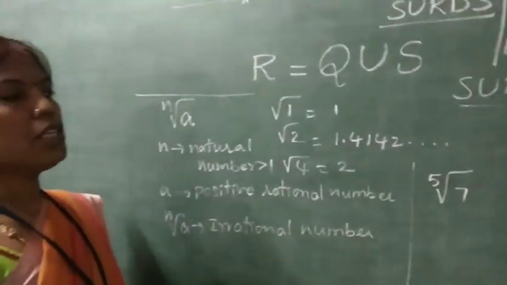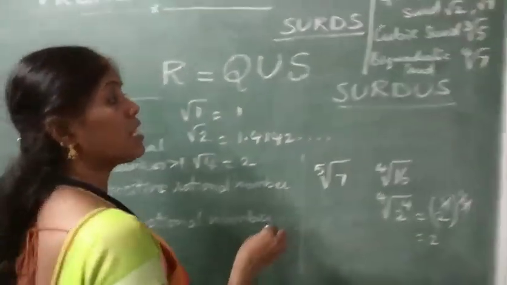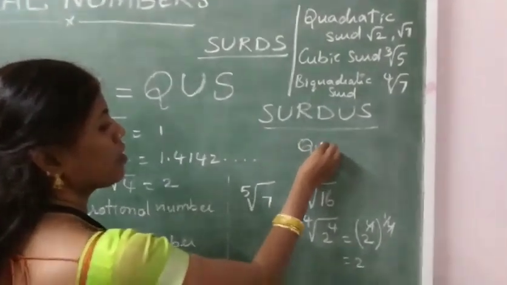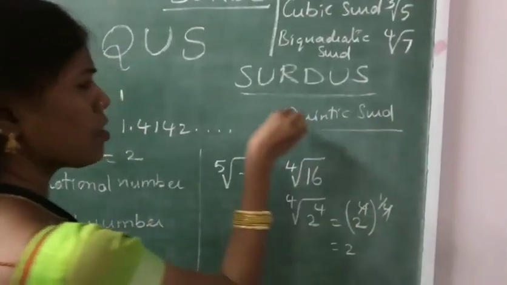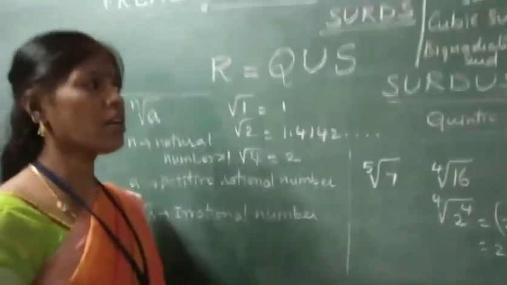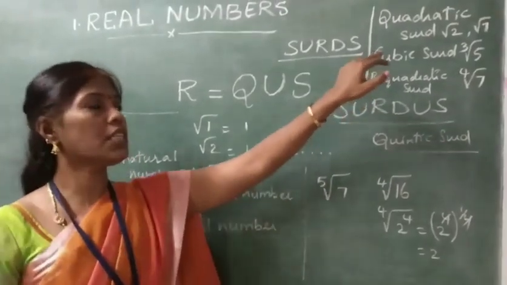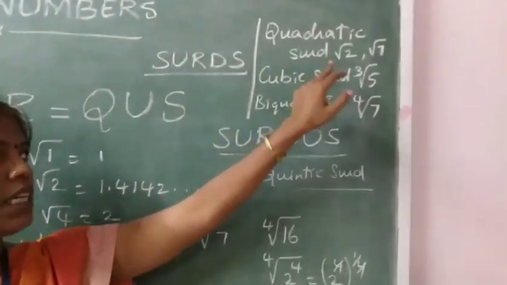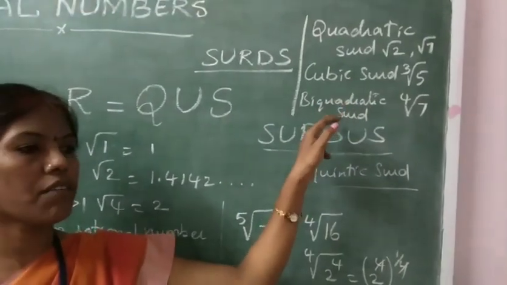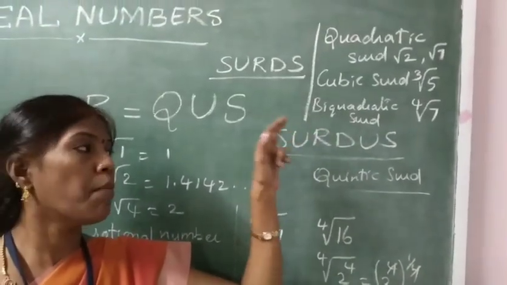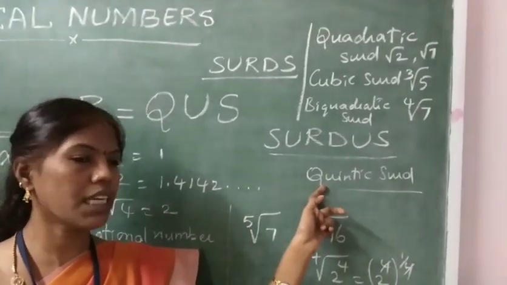Biquadratic surd. If the order of the surd is 5, we call it a quintic surd. Q-U-I-N-T-I-C, quintic surd. According to the order of the surd, surds have been divided. If the order is 2, we call it a quadratic surd. If the order is 3, a cubic surd. If the order is 4, a biquadratic surd. If the order is 5, a quintic surd.